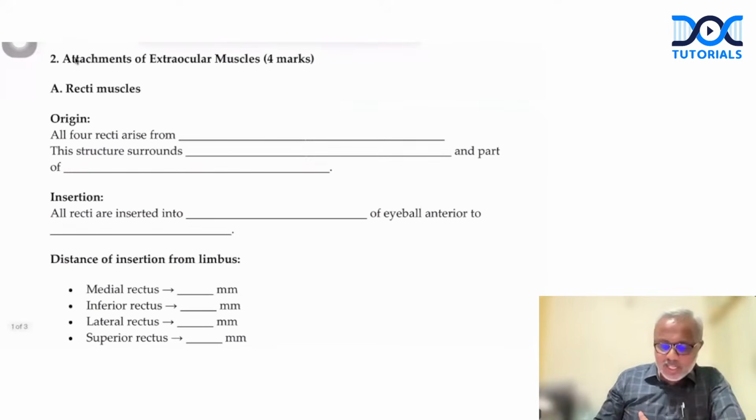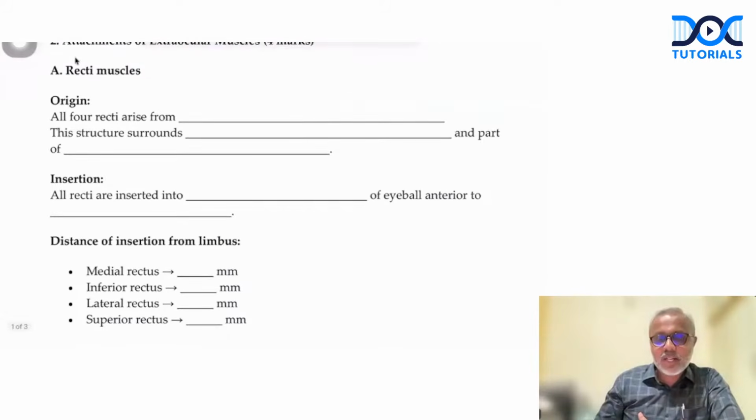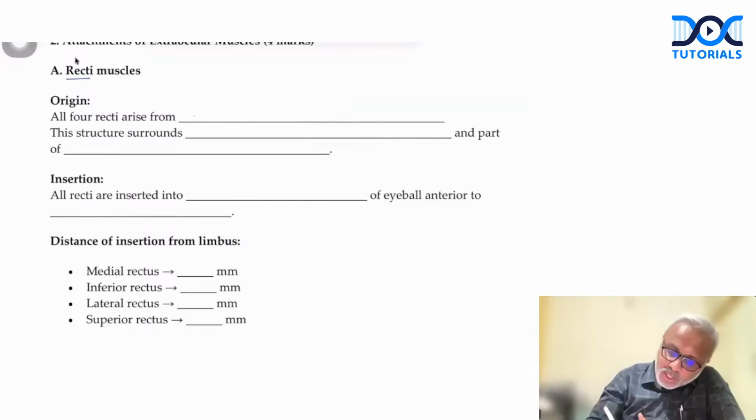Once we have learned it, let's talk about the attachments. First, let's start with the recti. Remember, all 4 recti have a common origin. All of them take their origin from the tendinous ring of Zinn, the common tendinous ring of Zinn, right?